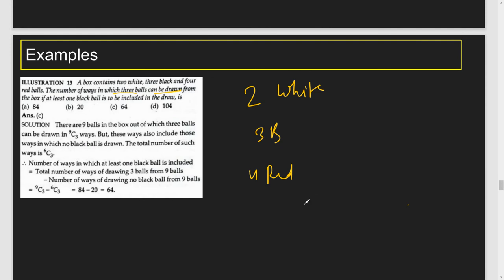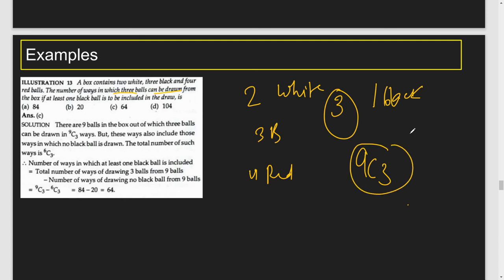So two white, three black, and four red balls are there. We need to find the number of ways three balls can be drawn from the box, such that at least one black ball is included in the draw. So let's say we're drawing three balls, then at least one black ball should be there. The total number of balls is 4 + 3 + 2 = 9, so you can draw three balls in 9C3 ways.